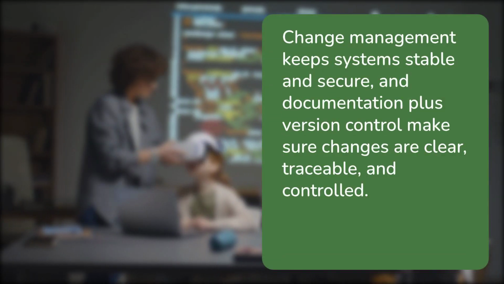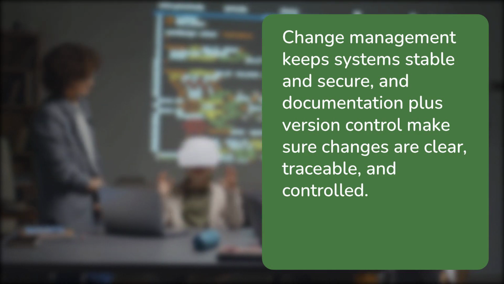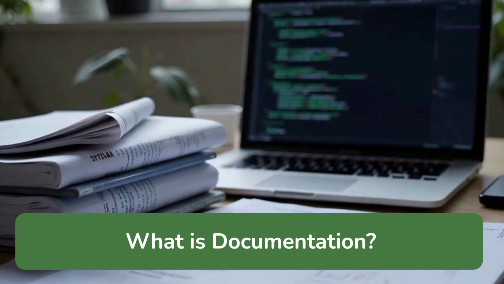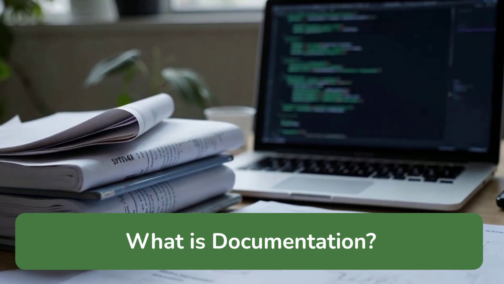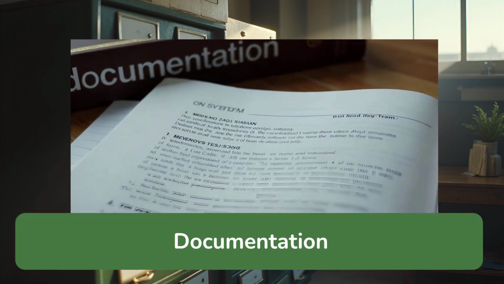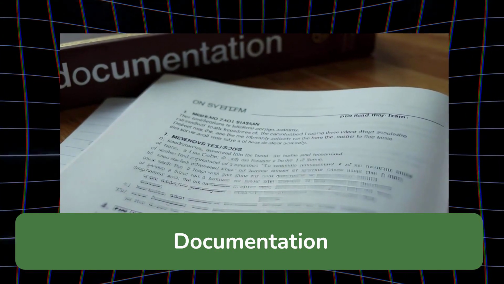Change management keeps systems stable and secure, and documentation plus version control makes sure changes are clear, traceable, and controlled. Documentation is written or recorded information that describes a system, process, or procedure, and it serves as a reference explaining how something works, its components, and how to use or maintain it. In real-world security, documentation allows teams to understand configurations, security controls, and processes without guessing. On the exam, this appears when a scenario describes the need to describe a system or process so others can understand and maintain it. The correct concept is documentation. Without documentation, organizations rely on memory, and memory is not a security control.